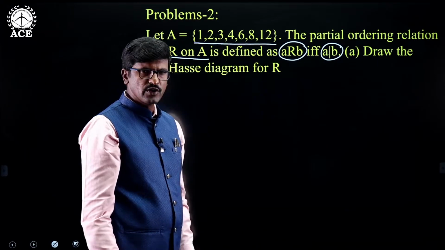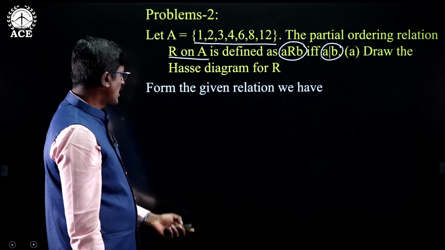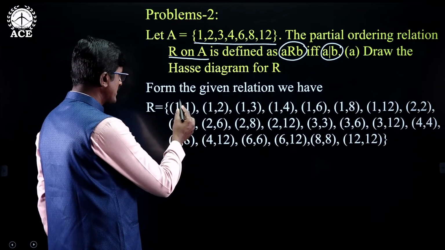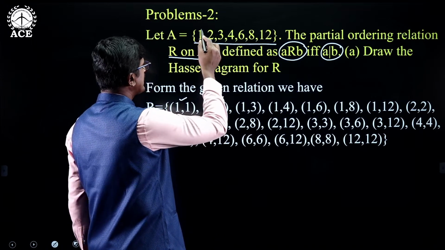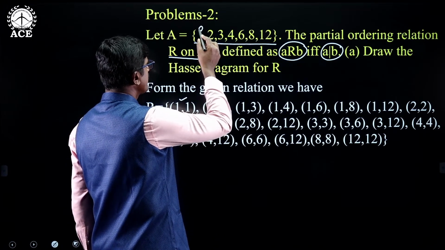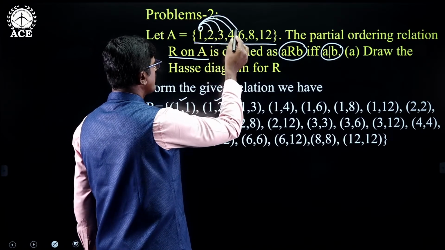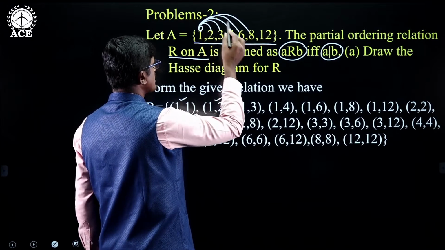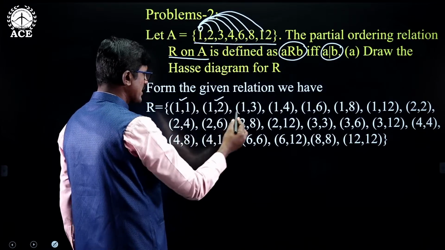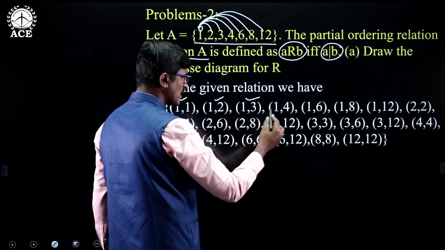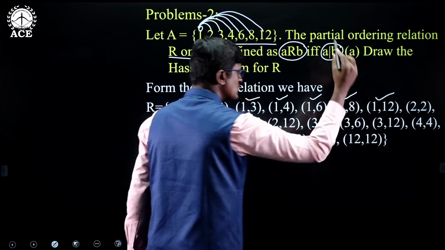Based on this divisibility relation, we will take the ordered pairs in that partial ordering relation. So the ordered pairs are like this. 1 divides 1, 1 divides 2, 1 divides 3, 1 divides 4, 1 divides 6, 1 divides 8 and 1 divides 12. So 1, 1 is there, 1, 2 is there, 1, 3, 1, 4, 1, 6, 1, 8, 1, 12.